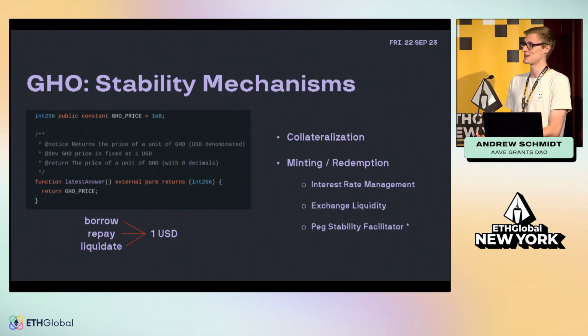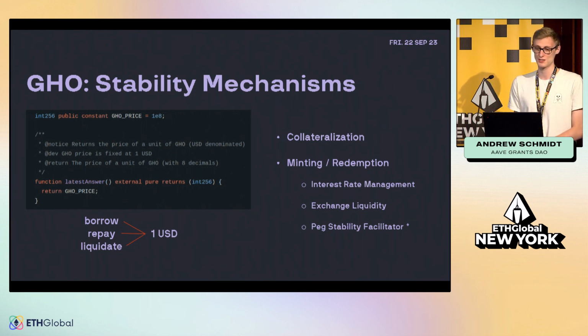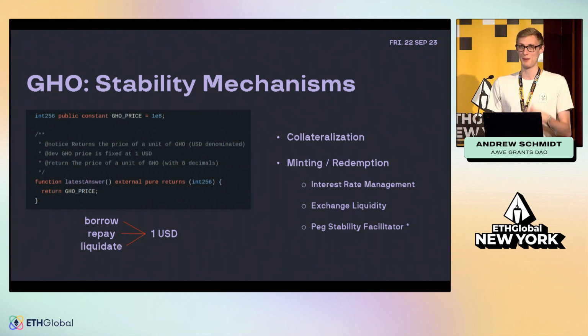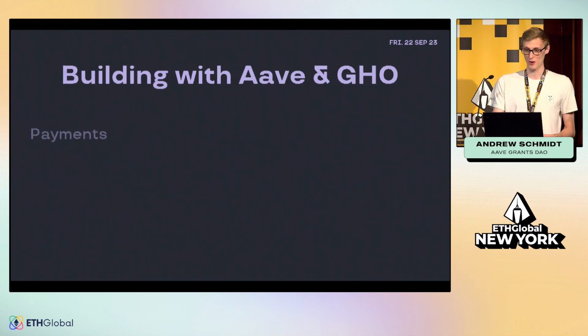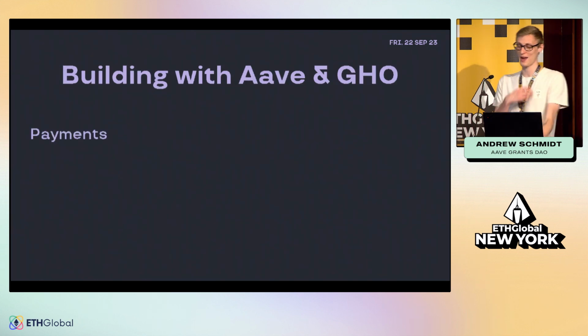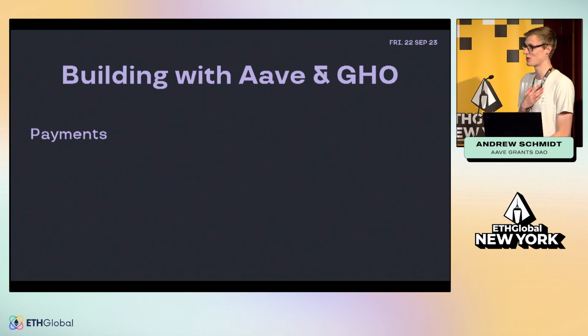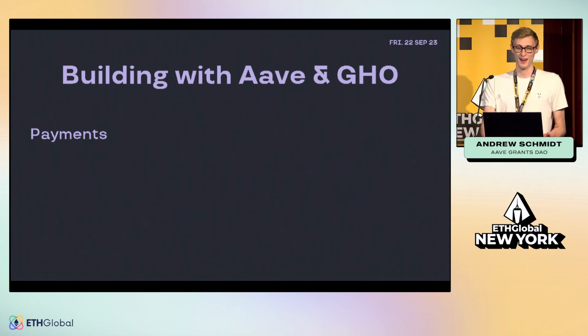And basically, this is a way to mint and redeem Go at a fixed exchange rate with other tokens. And this is useful not only for maintaining the peg price of Go, but also for a lot of use cases, which we'll touch on in a little bit. So what are the types of applications that you can build with Go or are incentivized to build with Go?